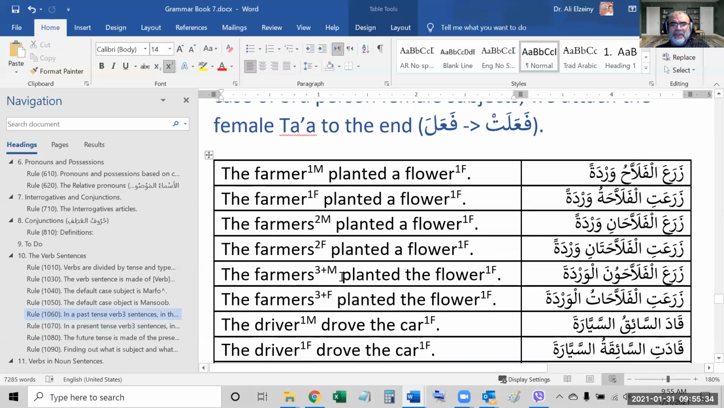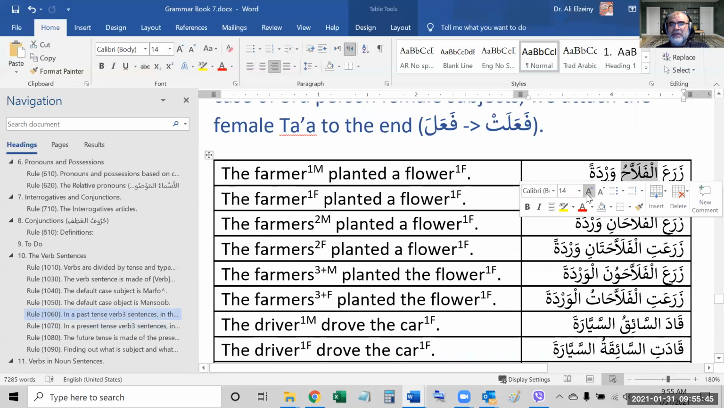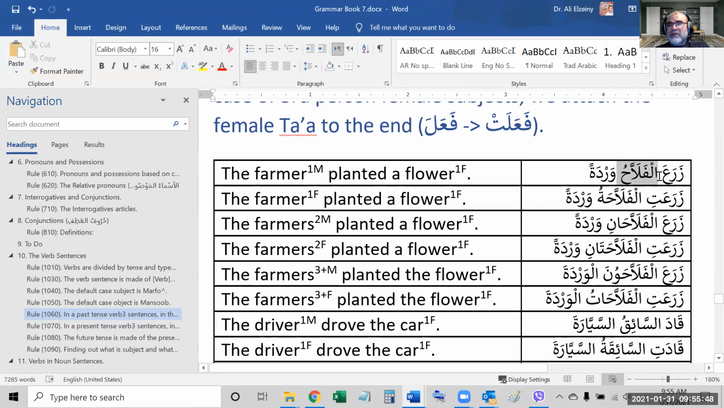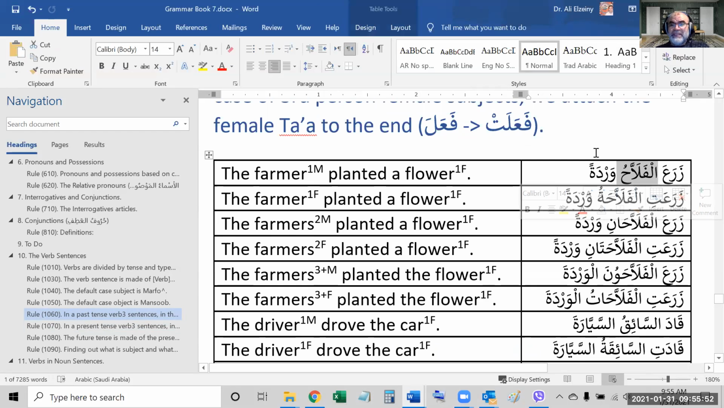Okay, so we know that the rules before tell us that you can add waw noon or ya noon. So this is al-fallah. You can add waw noon or ya noon to the noun al-fallah, and when you do that, instead of 1M, it becomes 3 plus M. So all I needed to do is just add waw noon to make it 3 plus M. Okay, so now the choices are waw noon or ya noon. Which one is correct?